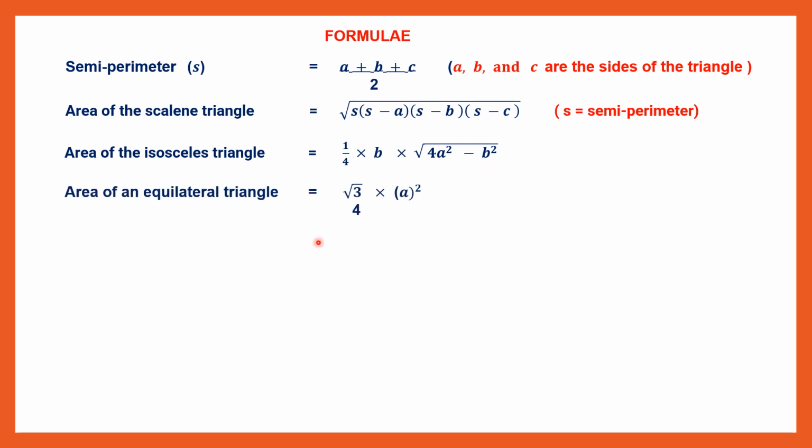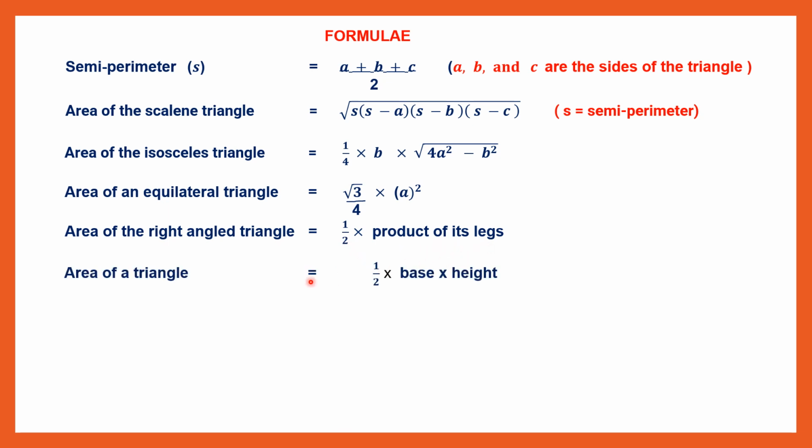Area of an equilateral triangle. Equilateral triangle is a triangle in which all three sides have the same length. And the formula is this, we've used this earlier, root 3 by 4 into a square, where a is the side. Area of a right angle triangle, we've used it before, 1 by 2 into the product of its legs. Area of a general triangle that we are going to find, the area will be 1 by 2 into base into height.